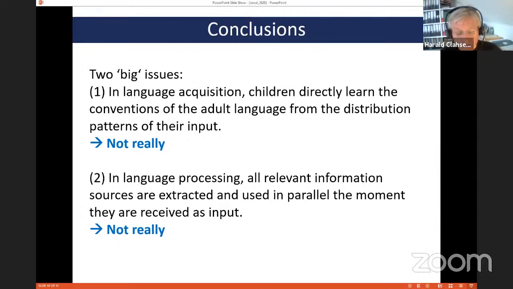And so, you know, let's come back to this general point. I would conclude that the study of a linguistic system that at first sight might seem marginal potentially bears on big questions. In our case, on two big questions. Firstly, I would like to echo the earlier criticisms of the surface account and statistical learning accounts. In language acquisition, do children directly learn the conventions of the adult language from the distribution patterns in the input? I'd say not really.